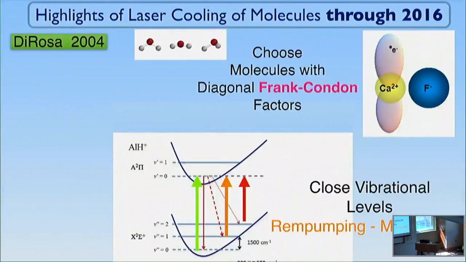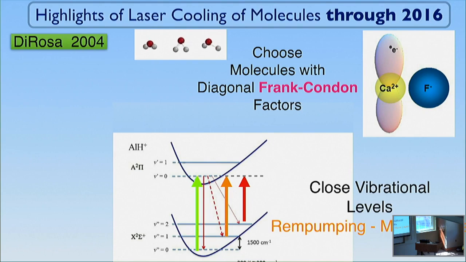Here, I'll just give you a few of the highlights of the history. 2004, DeRosa pointed out that a particular problem could be overcome by choosing the right molecule. What do I mean? Here is the molecule. If you're trying to laser cool, you're trying to cycle, say, 10,000 photons to get the energy out, slow them down, and then get them into a MOT.